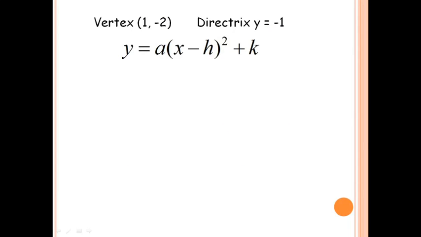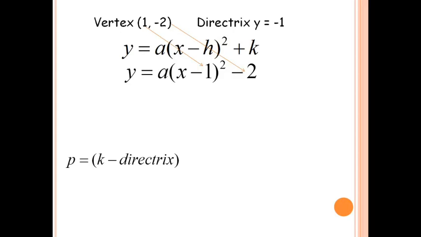So here's an example, because examples are much easier to use. We're going to start with the equation and we're going to fill it in. So, y equals a times (x minus 1) squared, because h is 1, and k is negative 2. So we fill these two values in. Now we have to find p. Remember, p is equal to k minus the directrix. So it is negative 2 minus a negative 1, because the directrix is negative 1, giving us p equals negative 1.